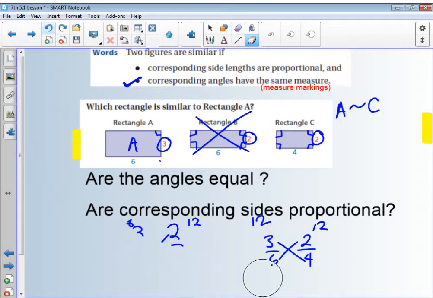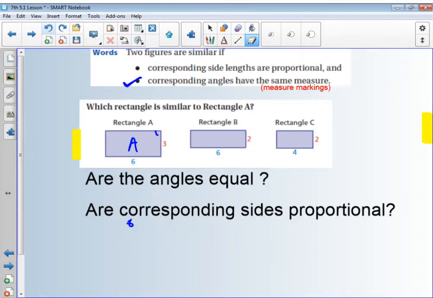Okay, so we're checking, are the angle measures equal to each other? Are the sides proportional? Okay, so let's go ahead and try another one.